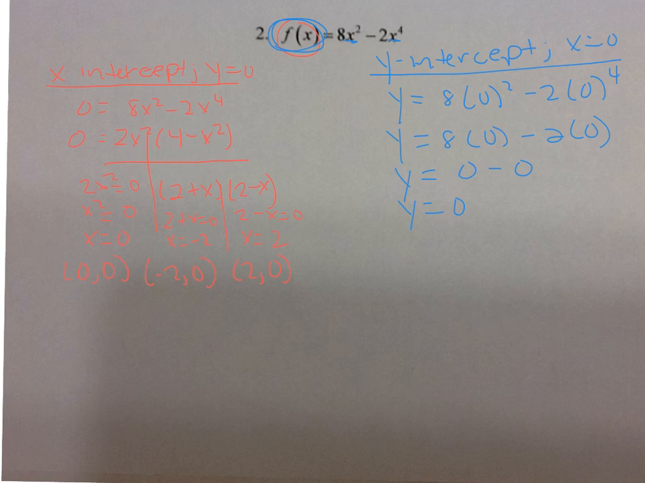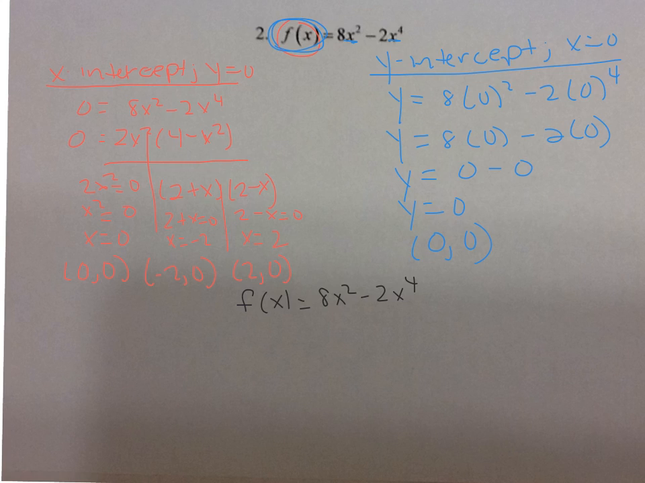And again, you have to write it as a point. So my x value is 0, my y value is 0. So my y-intercept is (0, 0). All right, so now I want to talk about the multiplicity. Let me rewrite my function. So I have f of x is equal to 8x squared minus 2x to the fourth.